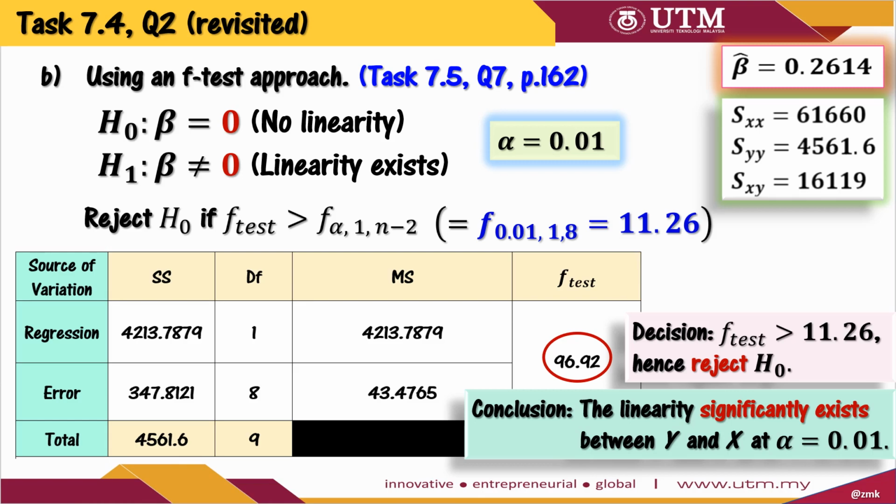denoted by Y and the machine speed denoted by X significantly exists at the level of significance alpha equal to 0.01. In fact, this conclusion is exactly the same as what you had earlier when using a t-test approach. In summary, to test the existence of linearity or to test the significance of regression, you can either use a t-test approach or use an F-test approach. But please be careful when you write down the decision rules. Anyhow, using either approach should lead you to the same decision and conclusion.